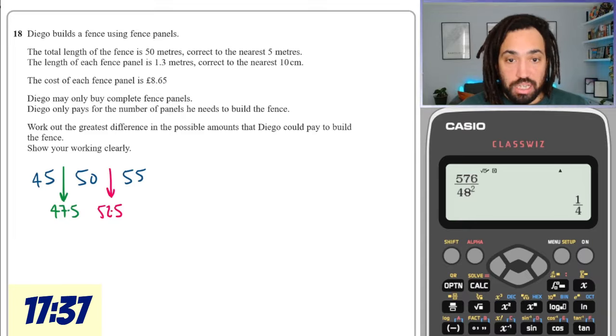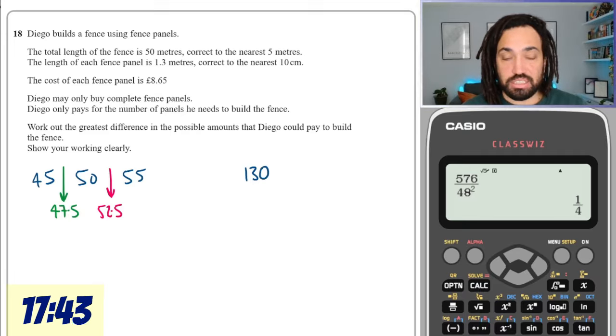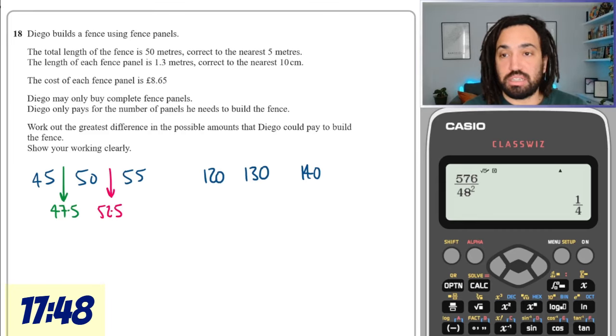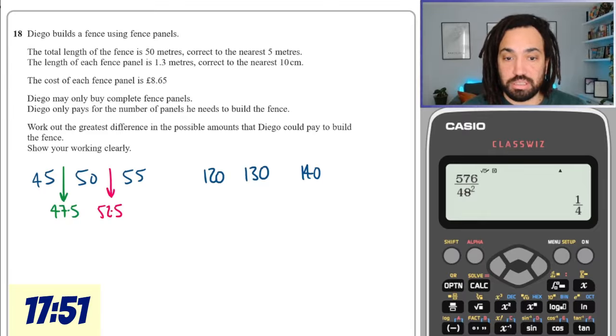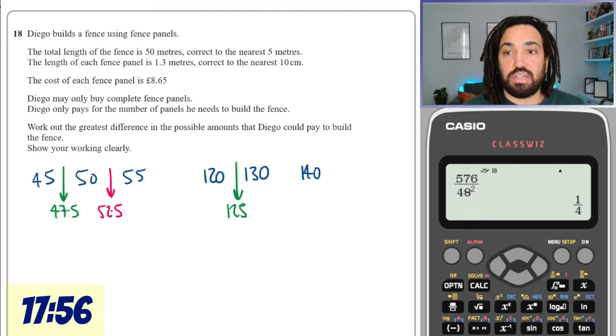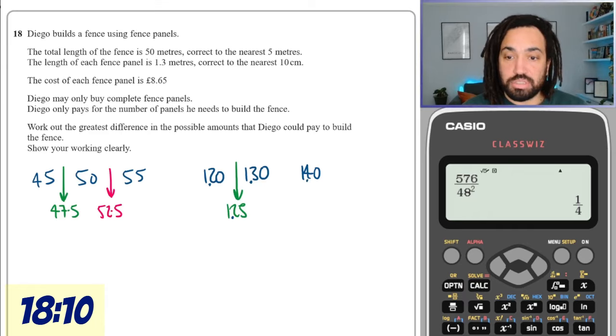Each fence panel is 130 centimeters, isn't it? To the nearest 10 centimeters. So 140, 120, and then the upper bound, the lower bound, sticking to the same colours, is 125, and the... I should use meters though. I don't know why I've changed it to centimeters. That's a bit silly. Let's keep it as meters. A point there and a point there. So the upper bound is 1.35. Oh, this one's really flustered me, this question.